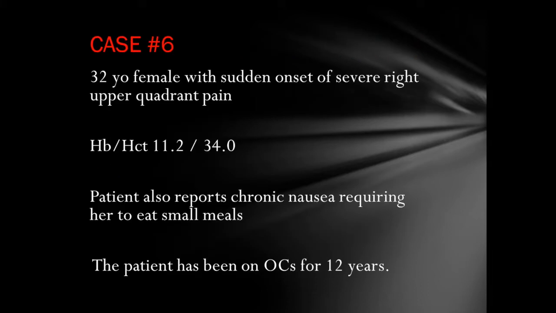Next case is a similar case, a 32-year-old female with a sudden onset of severe right upper quadrant pain, who presents acutely to the emergency department. Hemoglobin and hematocrit were 11.2 and 34 on admission. On further questioning, she also reports chronic nausea requiring her to eat small meals. She also has been on oral contraceptives for over a decade.